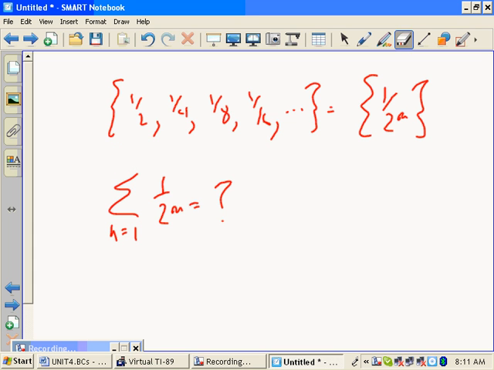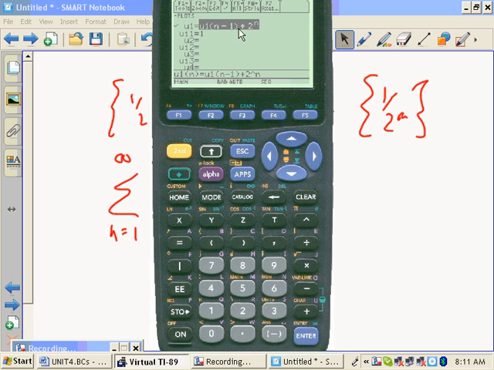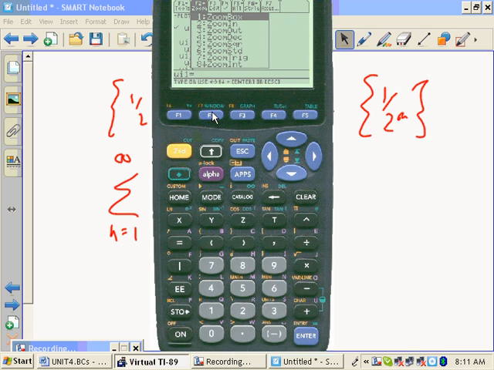Let's ask Hal to do that. So Hal, wake up. Come on. Let's go back into y equals. I don't want the whole series, I just want the sequence terms first, just to see if I can do that. So I'm going to do 1 divided by 2 to the alpha n. And I'm just going to clear that. Now, what's a good window?